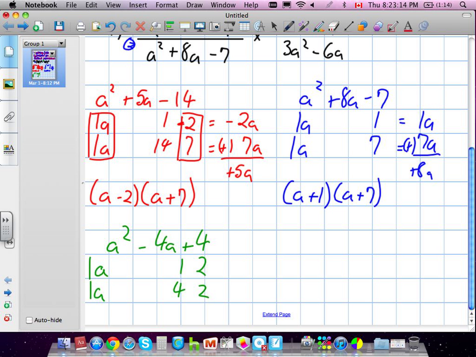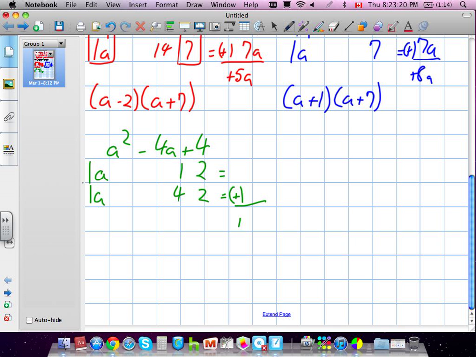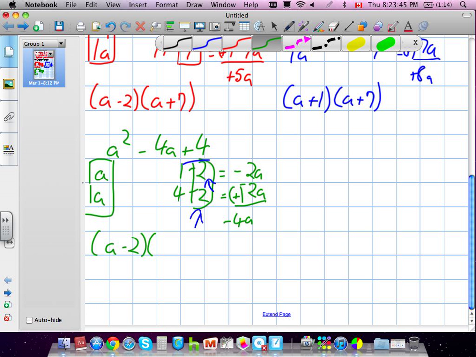Are they both negative? Let's see, we'd have 2a and 2a. If we add them together to get negative 4, what do we need? Yeah, they both need to be negative, so we're using these two columns. So we're going to have a minus 2. And because they're both negative, negative times a negative is a positive, so we know that works. In fact, it's a minus 2 and a minus 2. What's another way I can write this? a minus 2 squared. Yeah, good. So that's probably how they're going to want it.